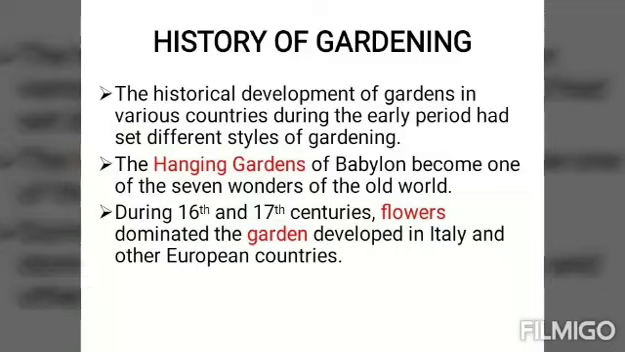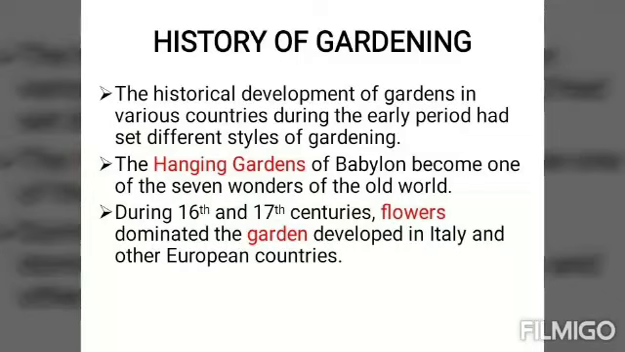Different styles of gardening, and then there were no rules or regulations in the olden period that in this area we will do this type of gardening or that type of gardening, but it was all mixed gardening. One very old example of a garden is the Hanging Gardens of Babylon, which became one of the seven wonders of the old world.